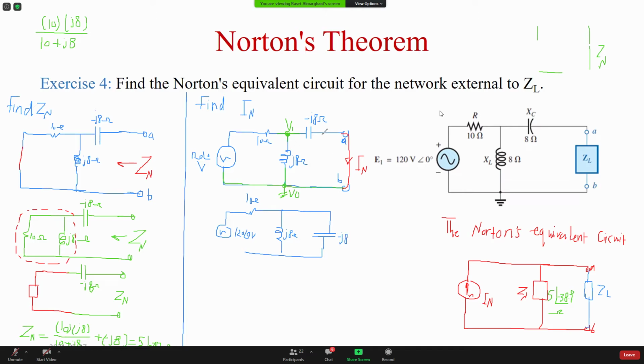IN is the current going here through this. So this is IN here. This is IN. This is the ground, and this is the end. This is this node here, V1. And this is this node here, the reference V0.